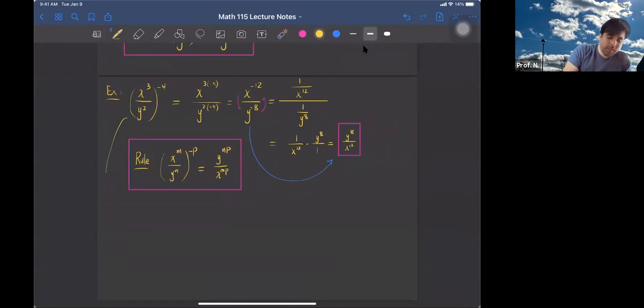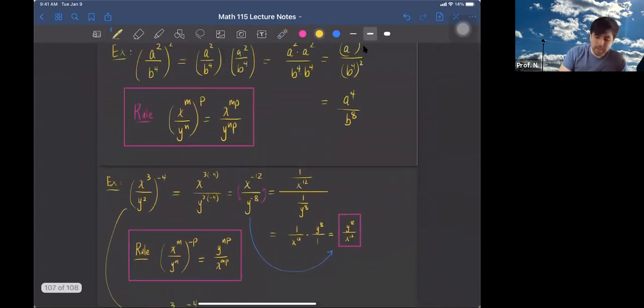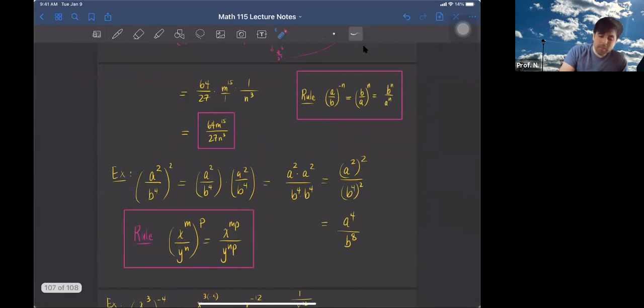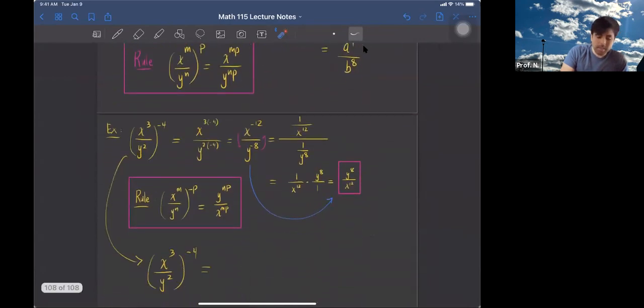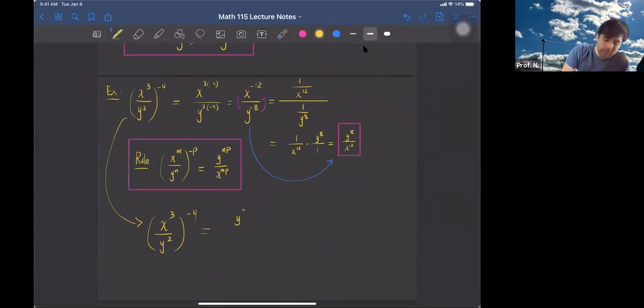Now you start to see that we can do this. x cubed over y squared to the negative 4, right? I can make the negative exponent positive. Didn't we set that up? Yeah, this rule here, negative exponent, right? I can make this negative exponent positive by doing what? Switching a over b to b over a. So I can switch this: y squared over x cubed. And I got positive exponent by the rule. And then I just continue on, y squared to the 4 over x cubed to the 4. And I get y to the 8th over x to the 12th, which is exactly what I just got.